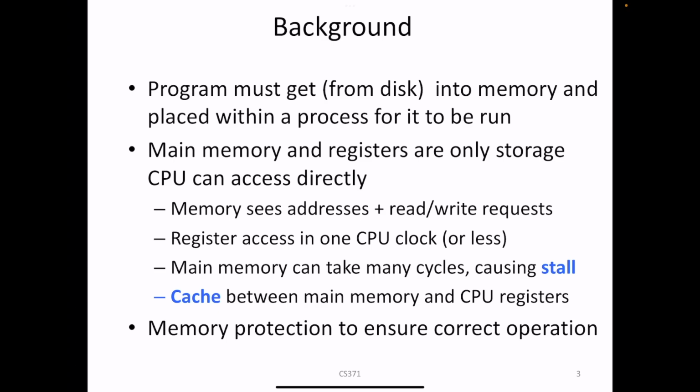From the perspective of main memory, it just sees a sequence of addresses combined with operations, either read requests or write requests. For each combination, the main memory will locate the address first, then apply the operation, either reading some data out from this address or writing some data into this address. For registers, access is quite simple, and also very fast. Most of the time, it can be finished within one CPU clock or even less.